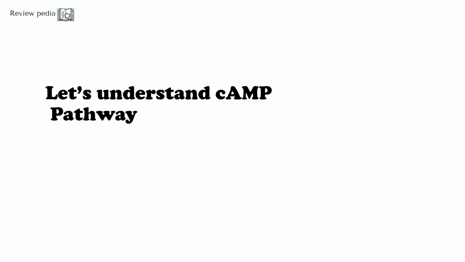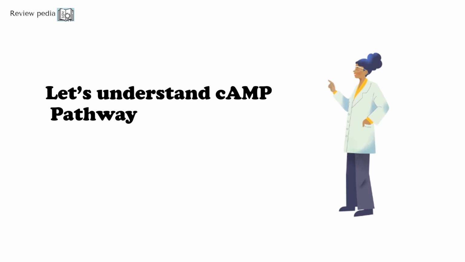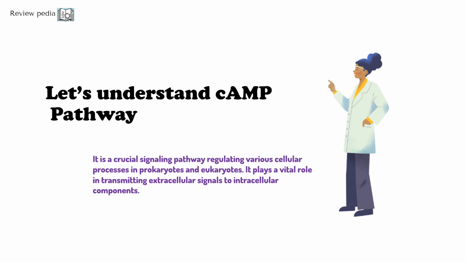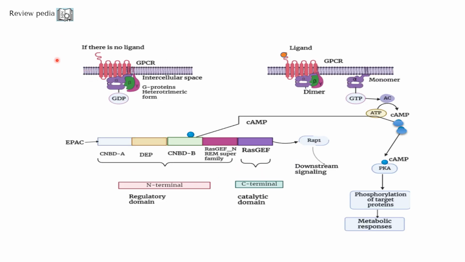So this cyclic AMP pathway is involved in a wide range of cellular processes, including metabolism, gene expression, development and cell growth, and it actually acts as a switchboard, enabling cells to respond to external stimuli and coordinate their activities. This is a crucial signaling pathway regulating various cellular processes in eukaryotes and prokaryotes. And as I said, it transmits the extracellular signals to intracellular components. Okay, let's understand the cyclic AMP pathway.